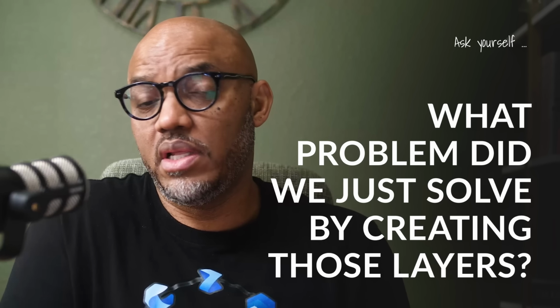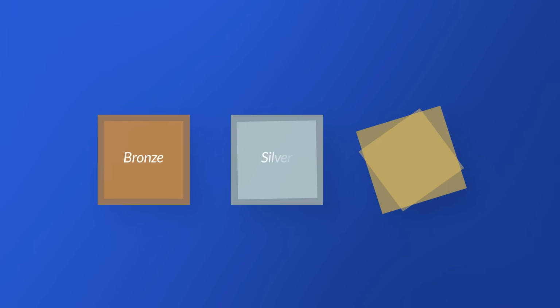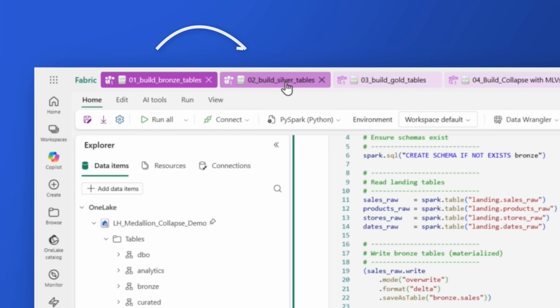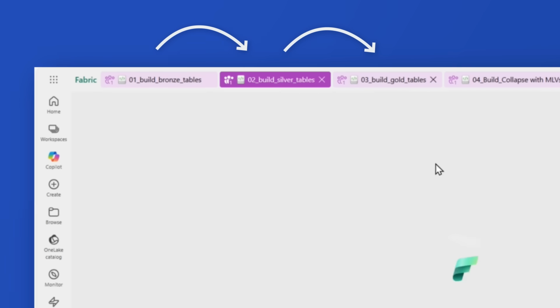But let me just pause for one second and ask you a very serious question that I asked someone recently who did this medallion architecture. What problem did we just solve by creating those layers? If you think about it, the landing feeds the bronze, the bronze feeds the silver, and the silver feeds the gold. This is where I got really stressed out. Each step in the notebook materializes a physical table.